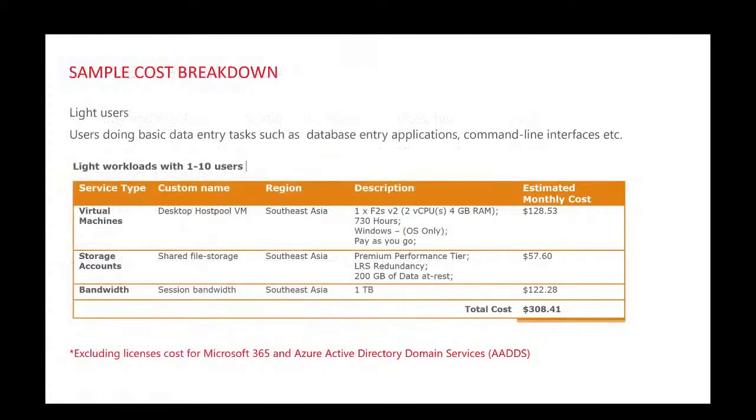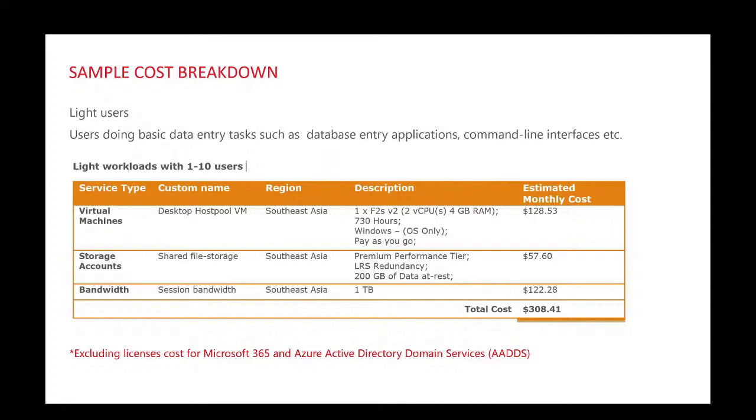Alright, so this is a very simple cost breakdown. This is for the light users. Light users are using very light applications like database entry applications, command line interfaces, and even Word documents. For them, we can go with 1 to 10 users with this setup. So in this entire setup, we have one virtual machine running on top of Windows. It is 2 cores and 4 GB RAM, and it costs about $128 a month. If you go with a storage account for shared file storage, it is going to be 200 GBs. This is an estimate, $57 a month.